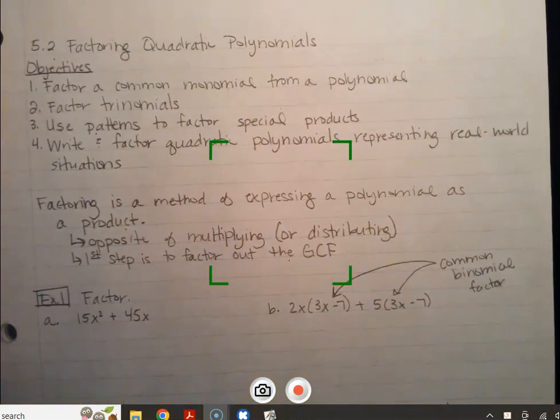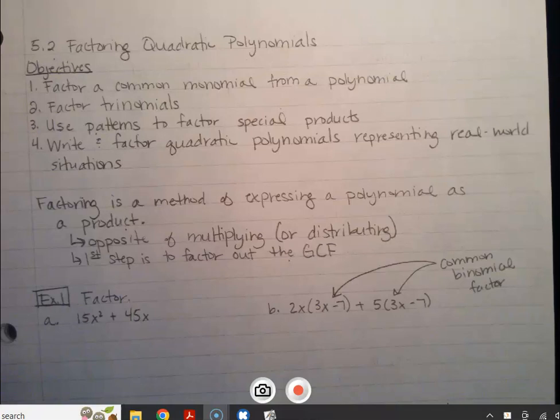All right, we are factoring quadratic polynomials today. We want to factor a common monomial from a polynomial. We want to factor trinomials. We want to use those patterns, which we've kind of already talked about, to factor special products. And we want to write and factor quadratic polynomials that represent real-world situations.